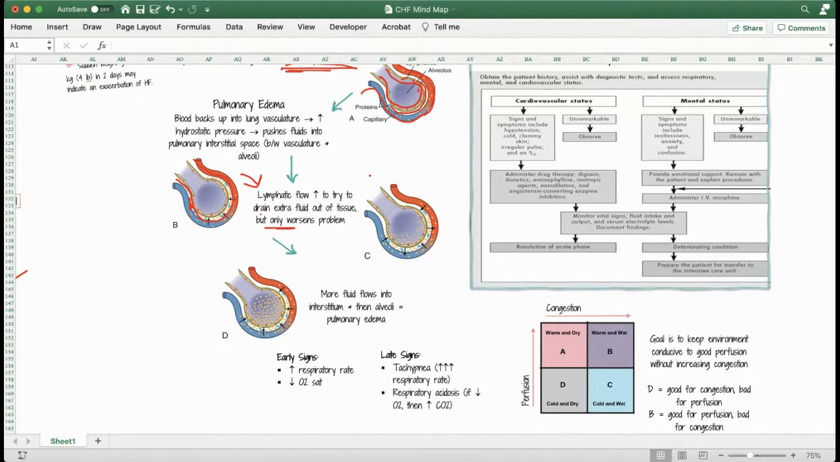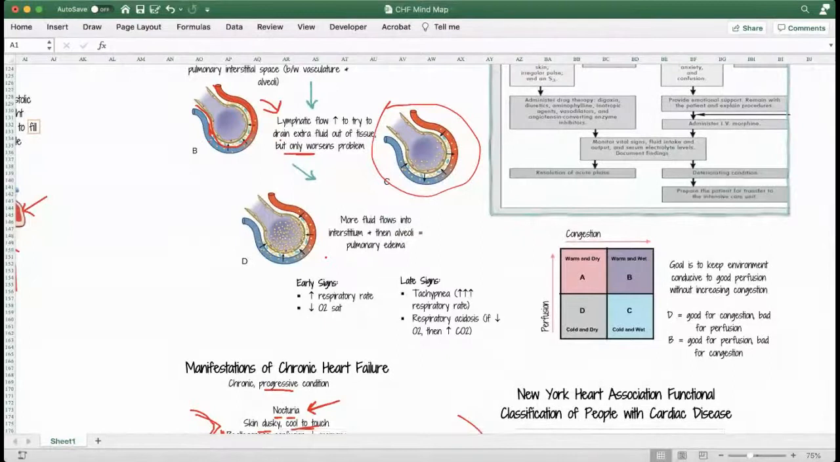And then as more fluid is backing up, with a little bit of lymph now in there, it's going to increase that pressure so much that it's going to push through the interstitial space and right into the alveola. And it's going to be your fluids. And then I'm guessing these little dots here are sodium, whatever, because those are all going to go in there.